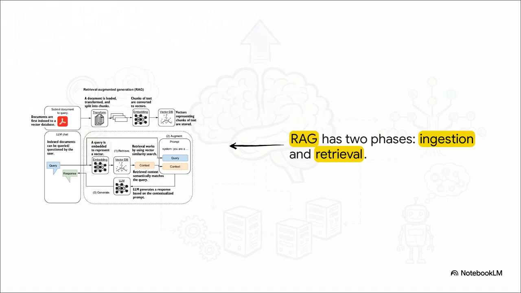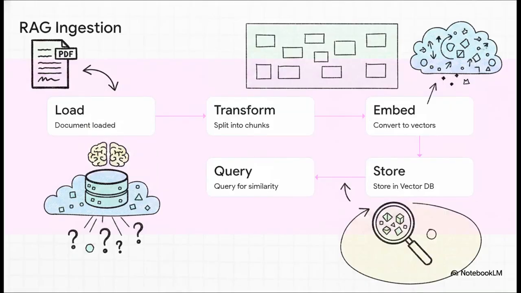And the whole thing is broken down into 2 very distinct phases. First, you have ingestion, which is where external documents are loaded up, processed, and stored in a special format. Second, you have retrieval. This is where a user's prompt triggers a search through that stored data, pulls out the most relevant pieces of context, and then seamlessly glues it onto the prompt before it ever gets sent to the language model.